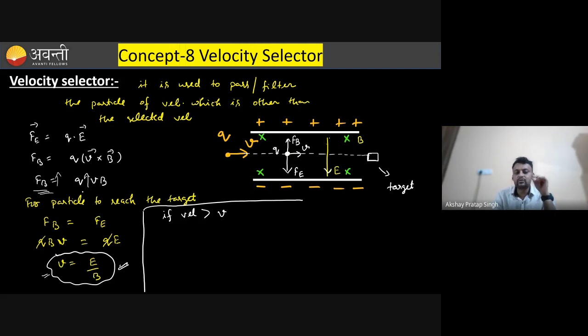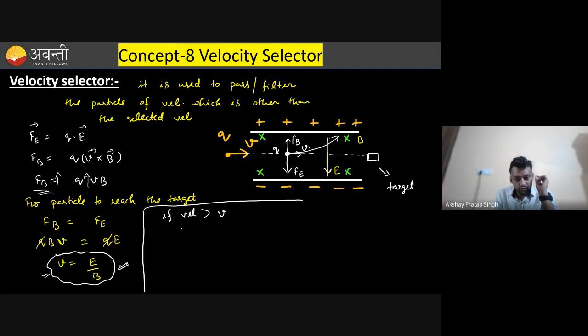And if magnetic force will increase, you can see that equilibrium will be disturbed because electrostatic force remains constant. So magnetic force will increase, and the particle will move in the upward direction, and it will not follow the straight line path. It will move in the upward direction like this, and it will not reach the target. So it is deviated from the path. Are you getting my point?